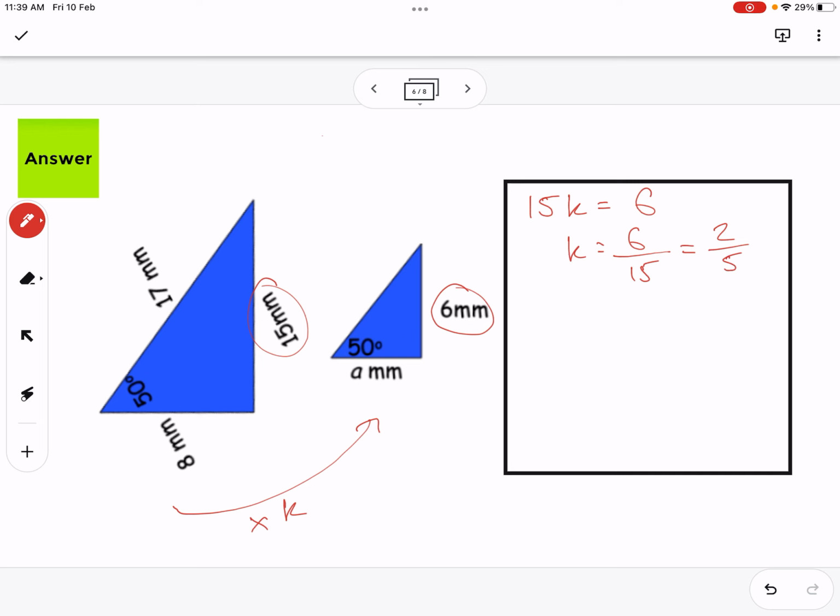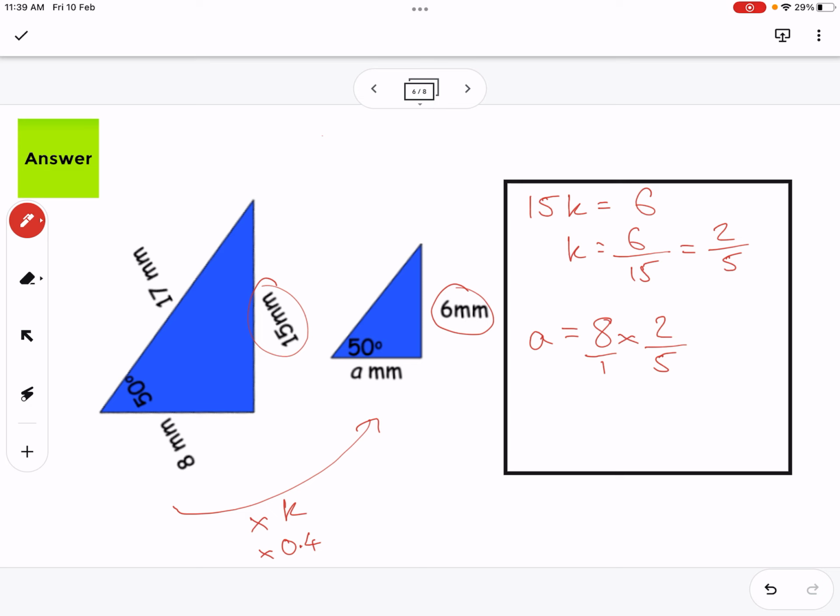Now we can work out our A value because we've figured out that everything is being multiplied by 0.4 or 2/5 to get to the smaller shape. So A is going to be equal to 8 times 2/5. Let's just do it with fractions. Remember, if you're multiplying a whole number by a fraction, it can be useful to do it over 1 to remind yourself that you're just multiplying the numerators together and the denominators together. We don't want to multiply the top and the bottom by 8. That would be incorrect.